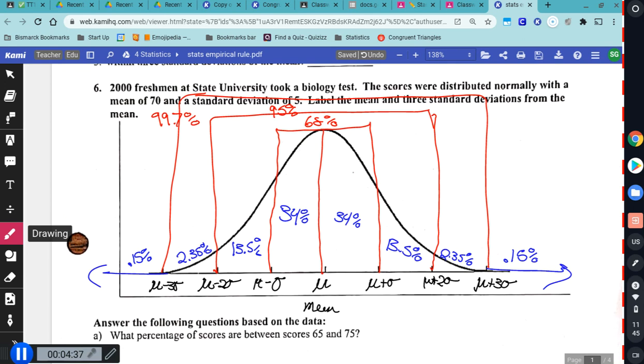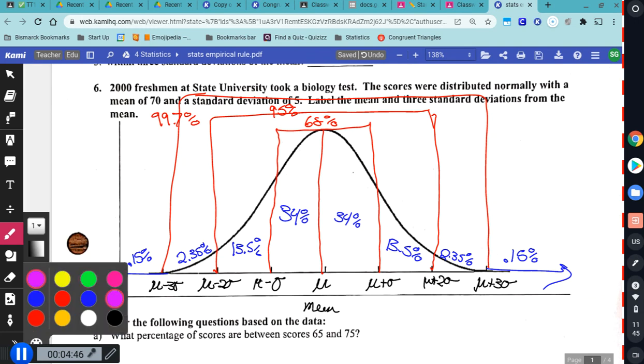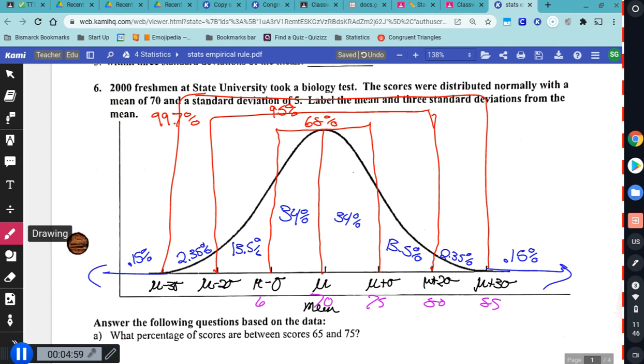All right, now we're going to label this actually for this problem. So we've got 2,000 freshmen at this university who took a test, so their scores are normally distributed with a mean of 70, so put 70 in the middle, and a standard deviation of 5. So we're going to go up by 5s and down by 5s. 65, not 68, 60, 55. And I would highly suggest that you put these blue numbers in each section.